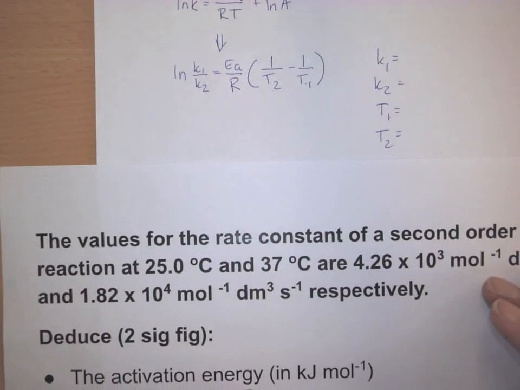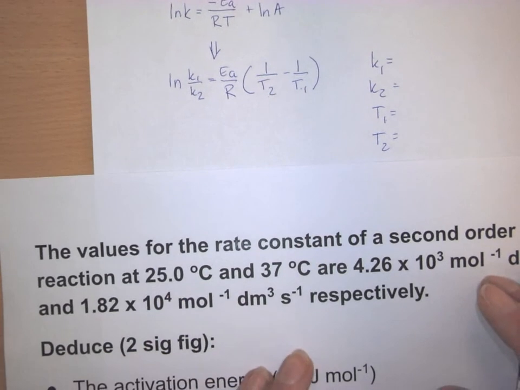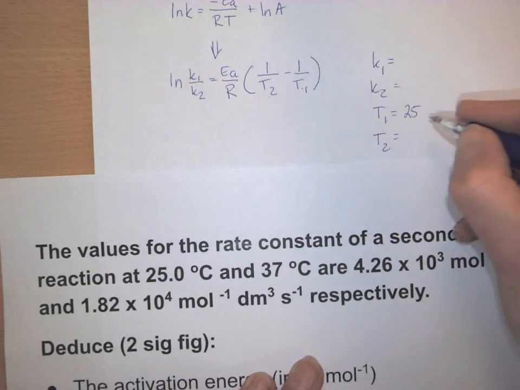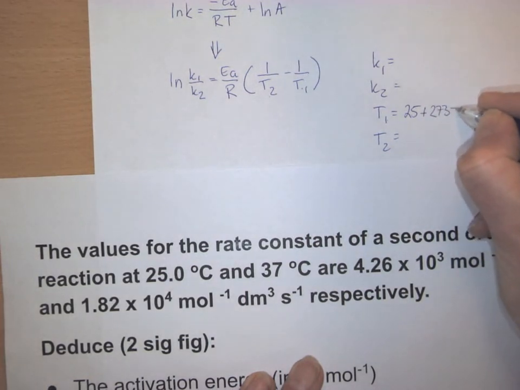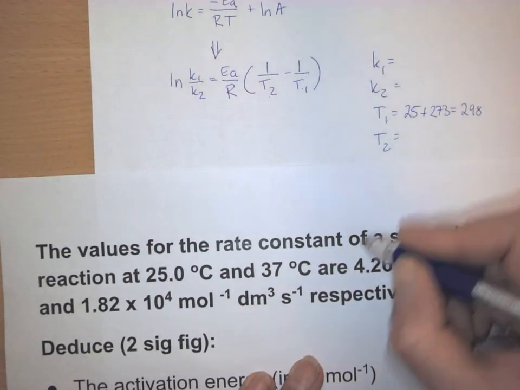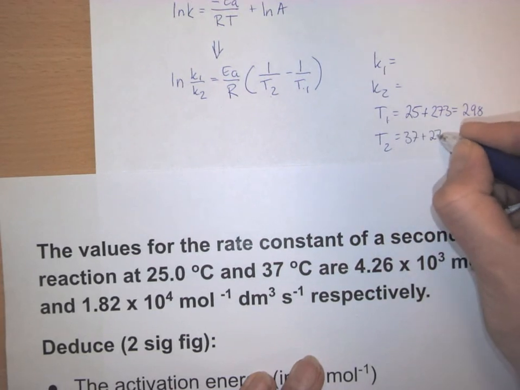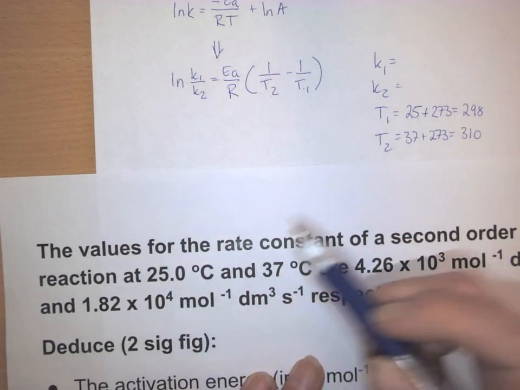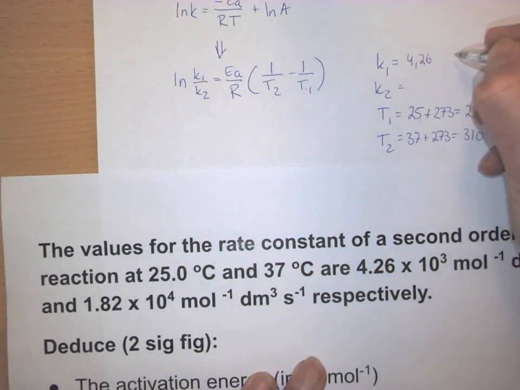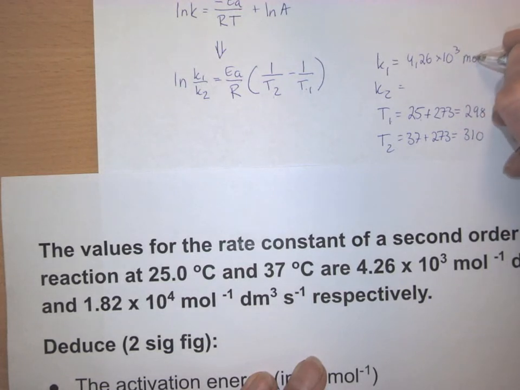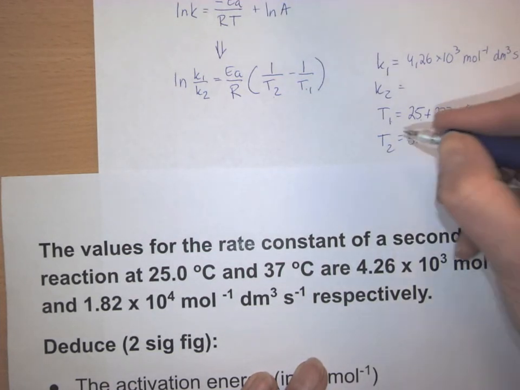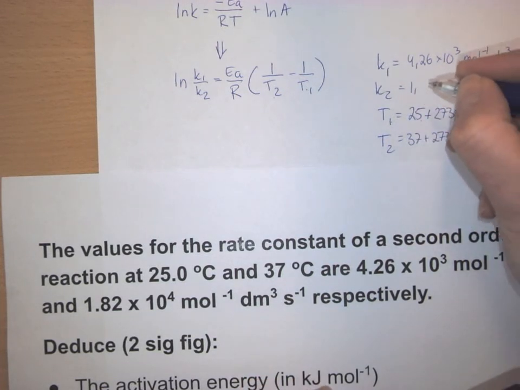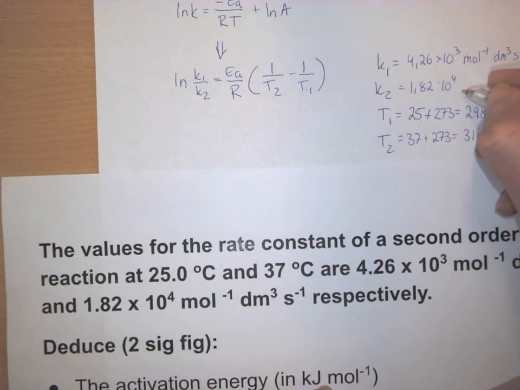So I can put it here. If we have a temperature of 25 degrees, be aware that we want it in Kelvin, so you need to add 273. So the Kelvin temperature is 298. The second was 37 degrees plus 273 to convert it into Kelvin, so it's 310. The first rate constant for 25 was 4.26 times 10 to the 3 mol dm-3 s-1. And the second one, for T2, was 1.82 times 10 to the 4 mol dm-3 s-1.